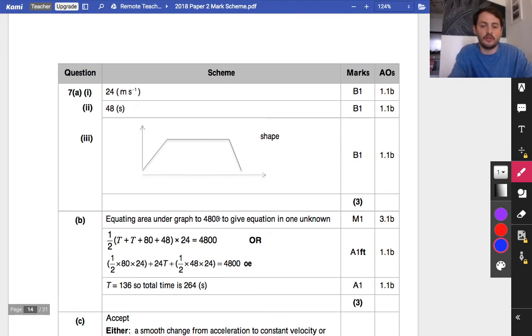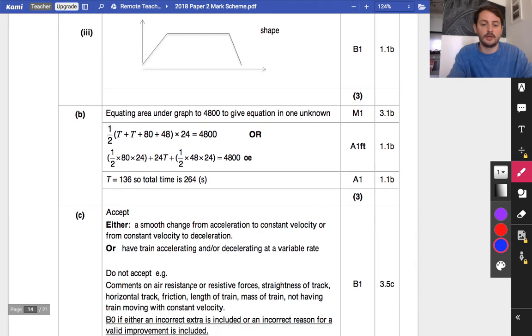And you get one method mark for trying to do the area being equal to 4,800 with just one variable. You get an answer mark for actually coming up with it correctly, and then a third answer mark for getting t equals 136 and 264. So we've got either a smooth change from acceleration to constant velocity, or from constant velocity to deceleration, or have the train accelerating or decelerating at a variable rate.